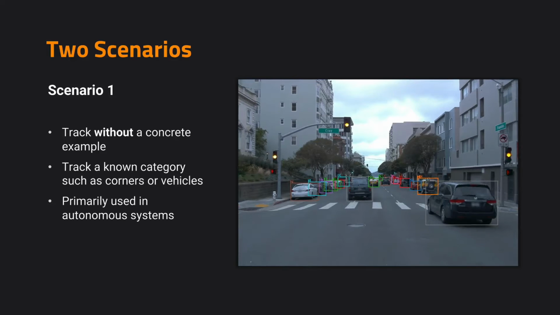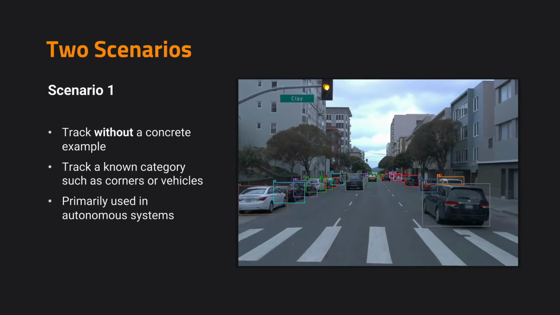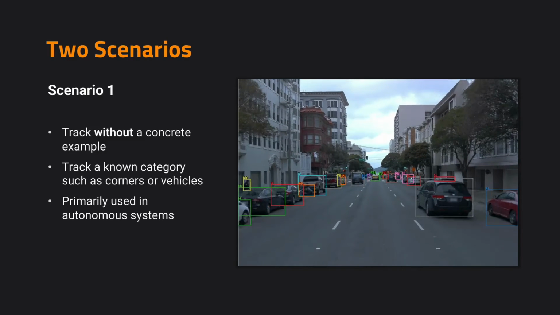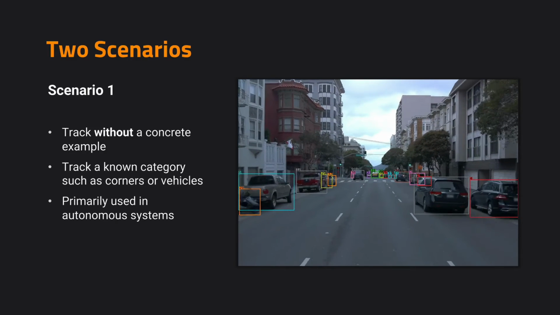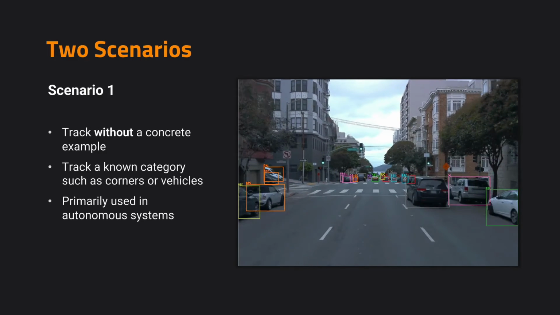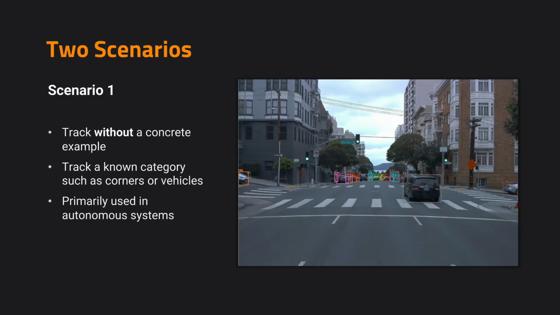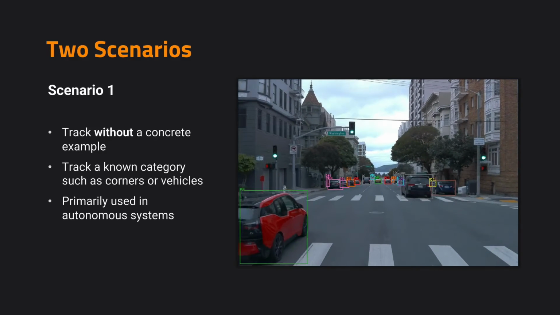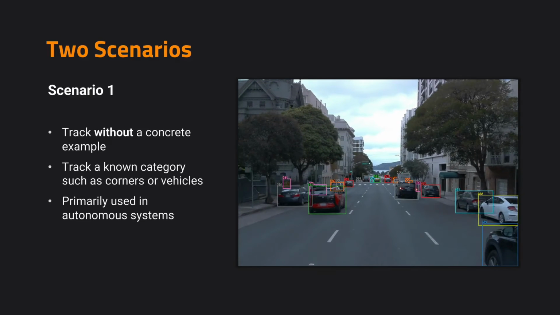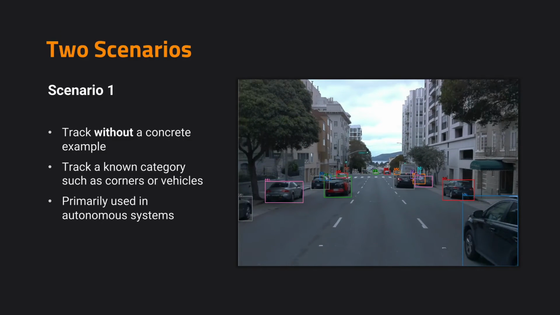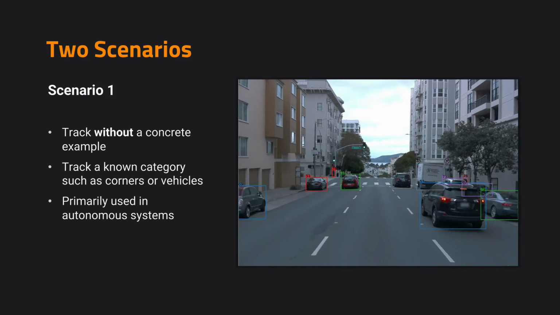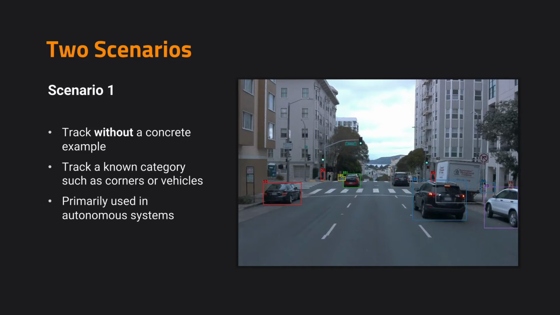And in general, there are two scenarios for the tracking task. The first scenario is we track without a concrete example. However, you do give some concrete information about the object. For example, we may be tracking a known category such as cars or vehicles. For those objects or targets, we may have some image processing properties that we can trace, or we have some models that help us to locate those objects.